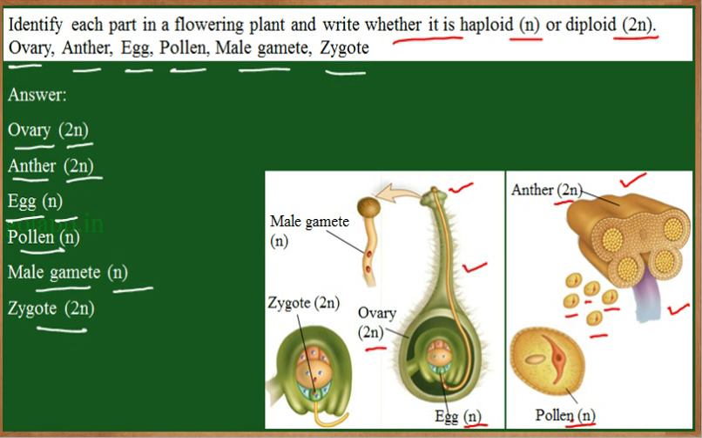These are the different kinds of cells, and ovary carries 2 sets of chromosome. It is diploid in nature. Anther is diploid. Zygote is diploid. Whereas egg, pollen and male gametes are haploid.